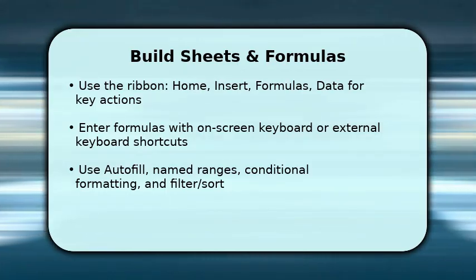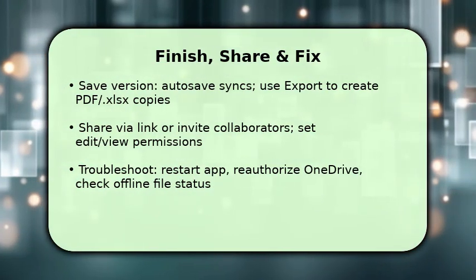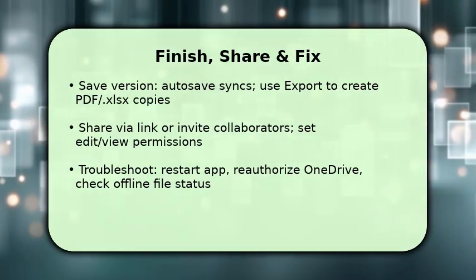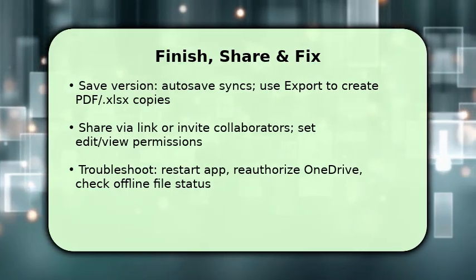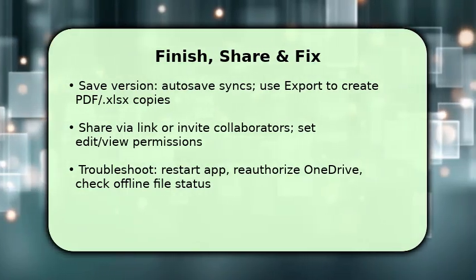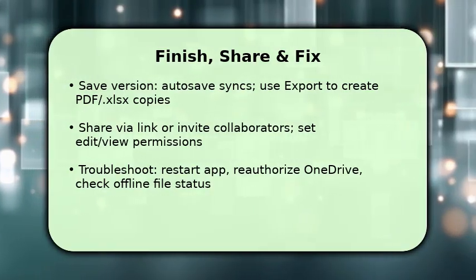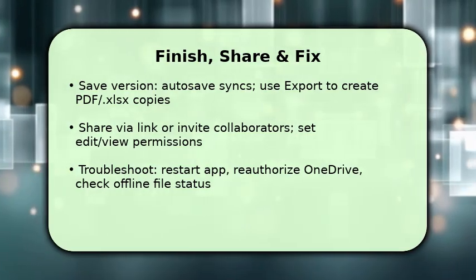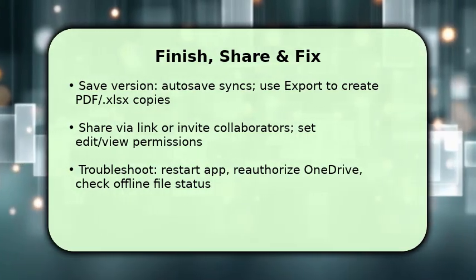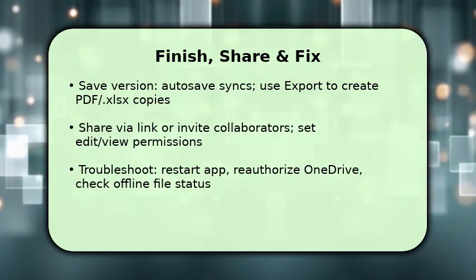Complete the file by confirming autosave synced. If needed, export a PDF or save a local XLSX copy to files. Share the workbook by inviting collaborators or sending a link and choose Edit versus View permissions so everyone sees the right thing. Before closing, review version history to restore prior states. If something goes wrong, restart Excel and reauthorize OneDrive. Make sure the file isn't stuck in offline mode. These final steps secure your work.